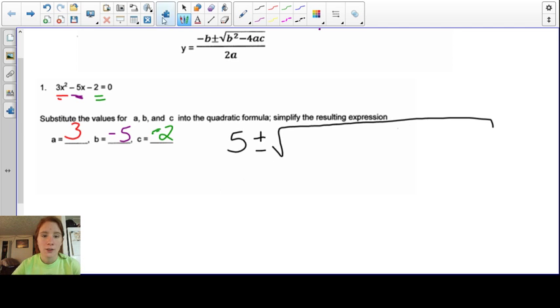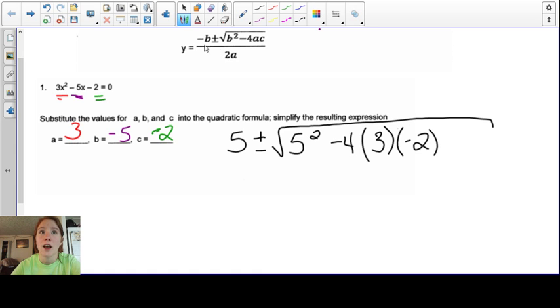Okay, so then I need to do my b squared. B was -5, so I have 5 squared, minus, because that's what I see is next, 4. Yes, it will always be -4. Always. That's just how it works, trust me. Times a, my a value was 3, times c, which my c value was -2.